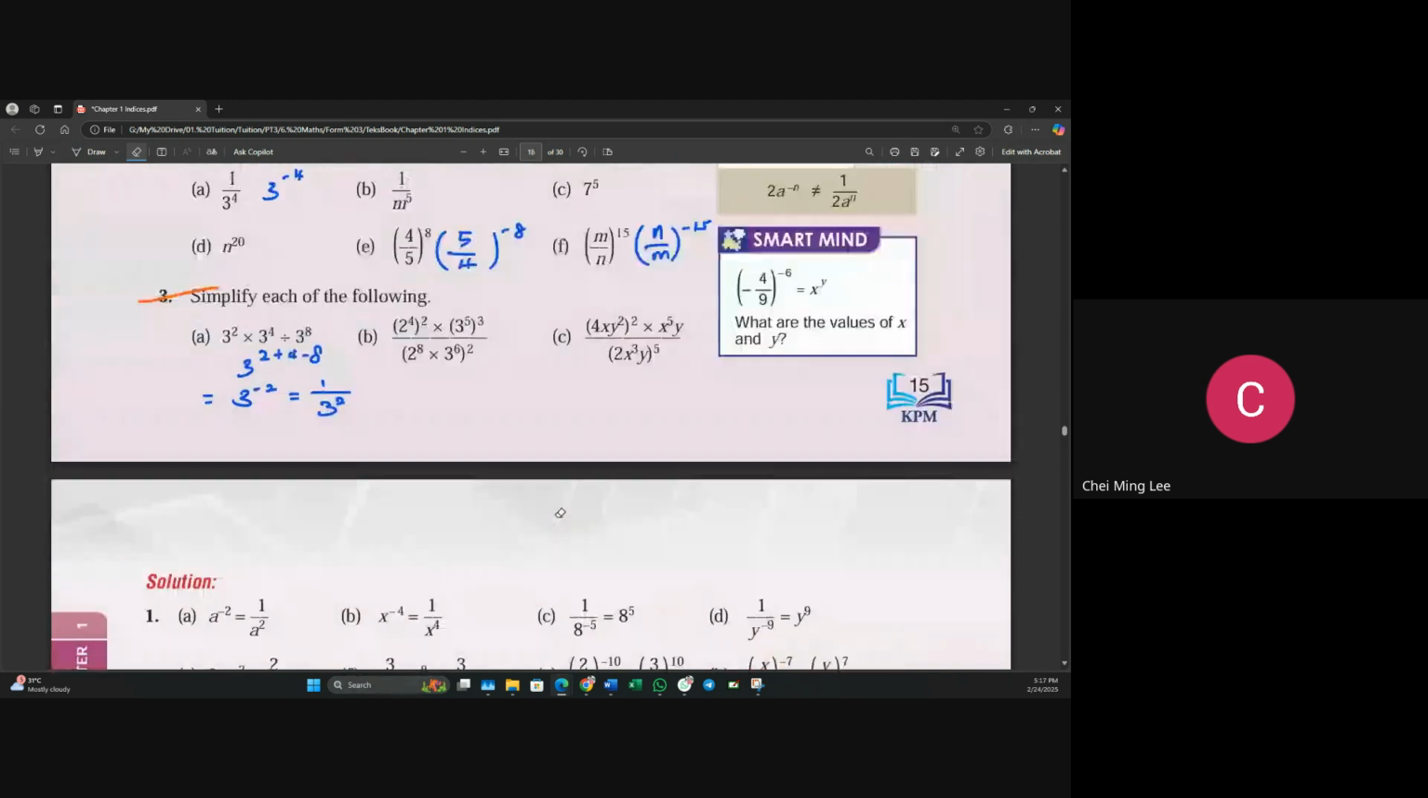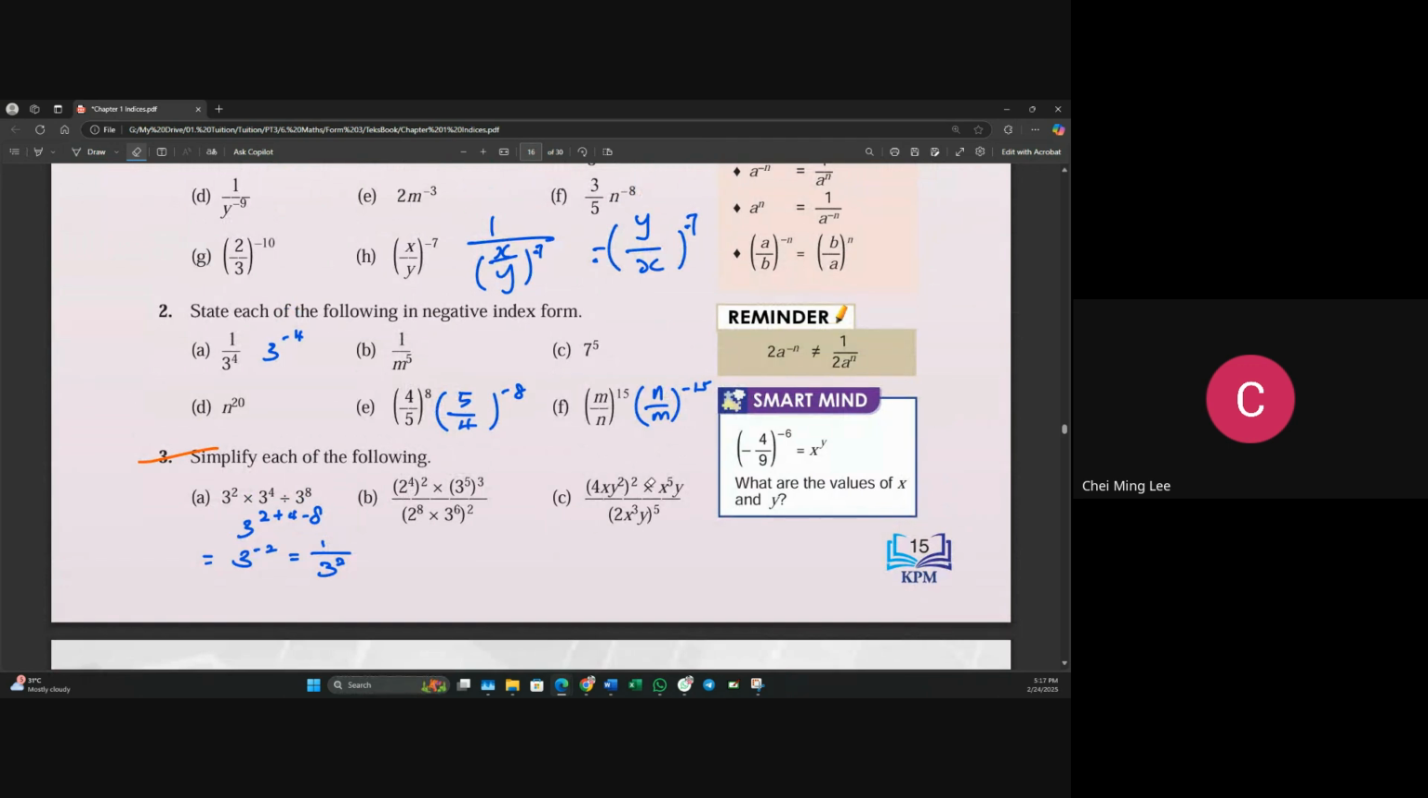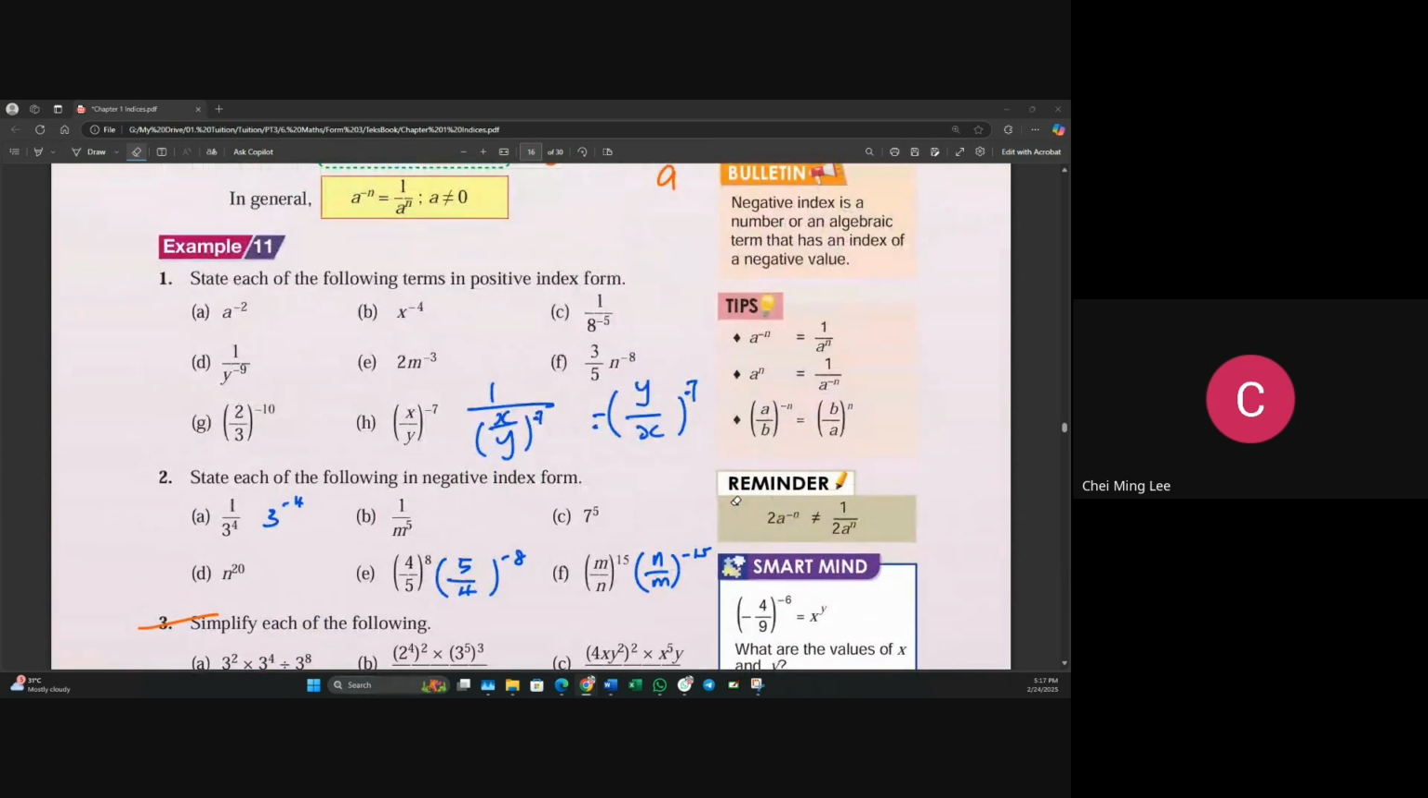Okay, all right, now try to do C. Try to do this one. This is example 11.